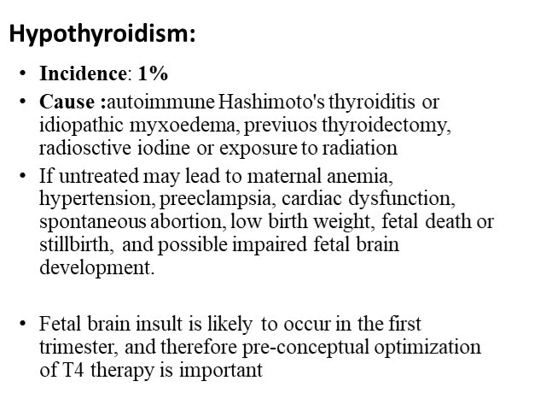If the thyroid function, the thyroid hormones, of the mother are low, it will affect the baby. Here, when the maternal thyroid hormones are low, they will reach the baby in impaired quantity, which matters most in the periconceptual period and the first trimester. So fetal brain insult is likely to occur, and therefore preconceptual optimization of T4 therapy is important.